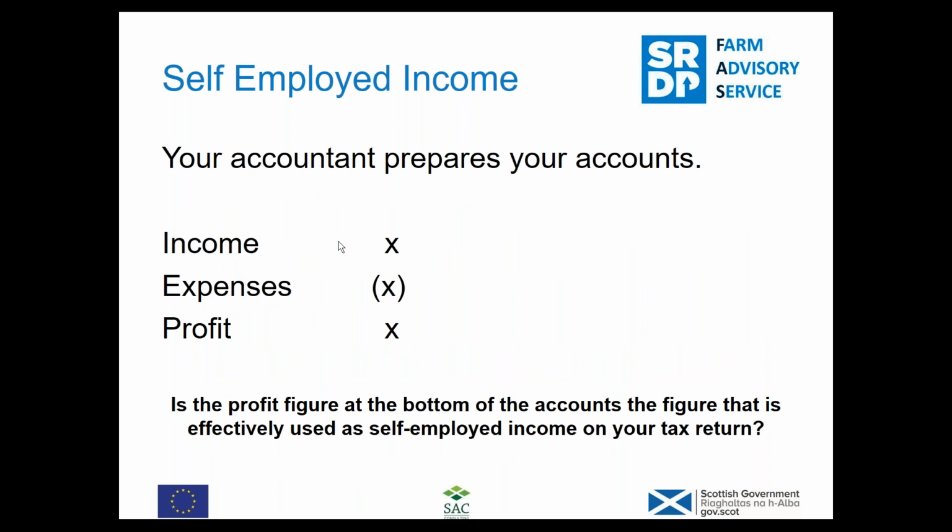Okay, so you have a number of different types of income that would go on your tax return, but we'll turn our attention now to self-employed income. We all have an idea of how that goes. You go along to the accountant and give them the information, and they produce accounts that show your income less your expenses, and that provides your profit figure. So the question is the profit figure at the bottom of your accounts, and we'll assume that these are the finalised accounts, you've been to see the accountant, you've confirmed that you're happy with everything, is this finalised profit figure at the bottom of the accounts the figure that is effectively used as self-employed income on your tax return? Should the income on your tax return match the profit at the bottom of your accounts?